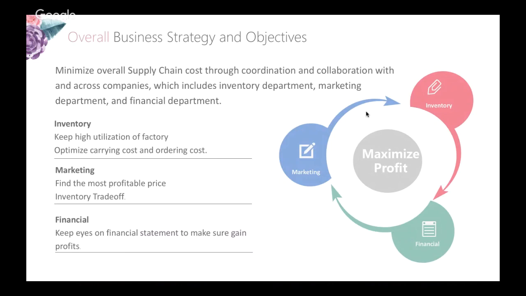For the goal of the inventory department, they want to keep high utilization of the factory and also optimize carrying cost and ordering cost. For the marketing department, their goal is to find the most profitable price and to make the inventory trade-offs. For the financial part, their goal is to keep eyes on financial statements to make sure we gain profits.